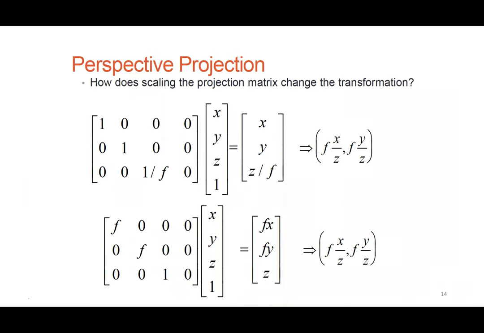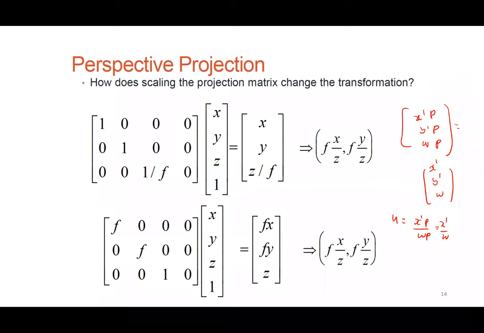So again, the same thing here. What was the next thing you are discussing, scaling? See, this property we also discussed in image transforms. The moment I have some X dash, Y dash, W, if I multiply with some value P, this would have exactly the same impact as X dash, Y dash, W, because if you call them U and V, U is nothing but X dash P by W P, which is the same as X dash by W.